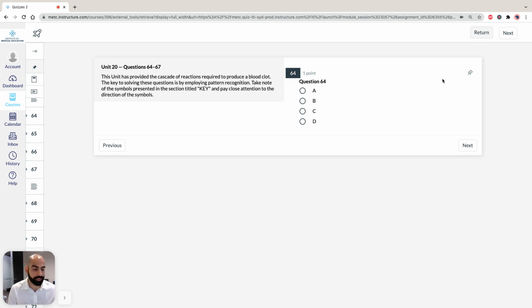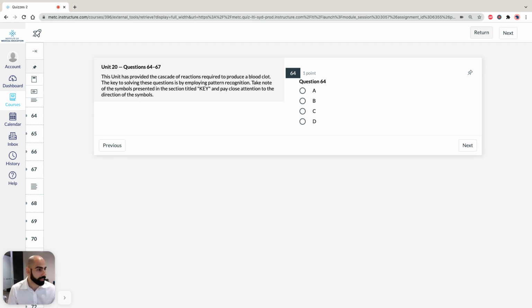So if we take a look at question 64, it says which of the following is a precursor for factor 5? So if we take a look at figure 1 and go straight to factor 5, we can see that factor 5 is clearly a cofactor for factor 10A. Once these factors activate the conversion of prothrombin to thrombin, a negative feedback loop is set up, as we can see here, facilitating active protein C mediated inhibition of factor 5 activity.